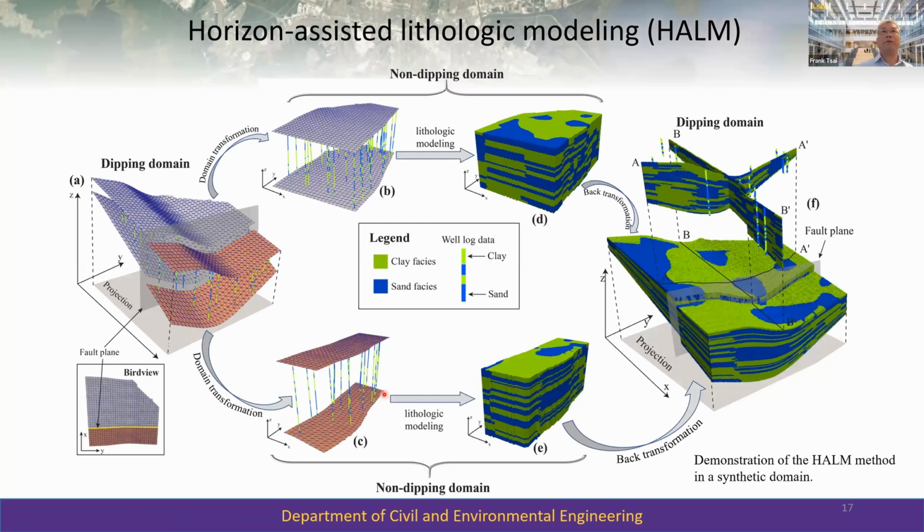In the three-dimensional view, using the Helm's method is more complex. Consider that originally we have horizon surfaces here, and we have a geological fault which separates these two domains. So what we do is go to the northern part, a non-deepening domain, to create a lithological model in a non-deepening domain, then transform into a deepening domain.